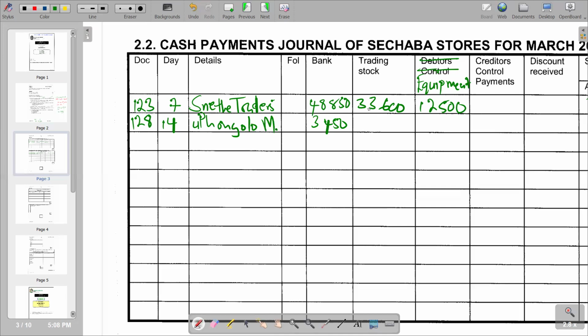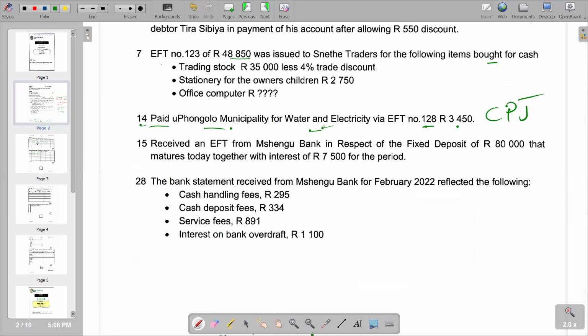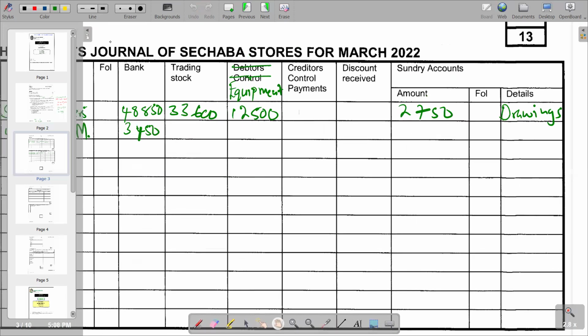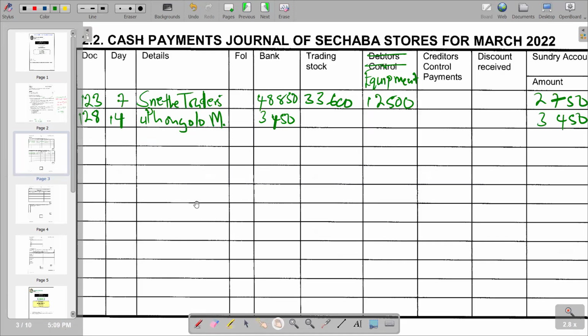So we try to see if the description of 3,450, water and electricity, has a column. We check: trading stock payments, creditors control payments, discount received. We don't have water and electricity, so we have to put it under sundry accounts. So we come here, we say 3,450, and all the details is water and electricity. You can write in full, but due to space, we are just abbreviating there. So it means we are done with that one.